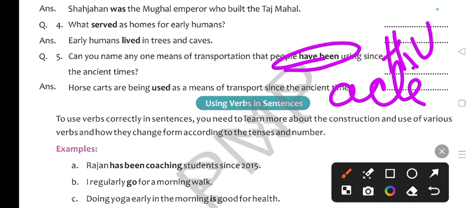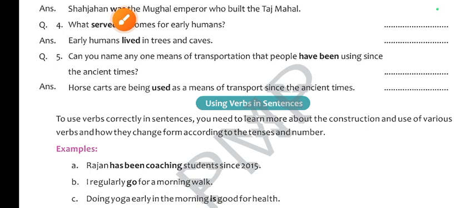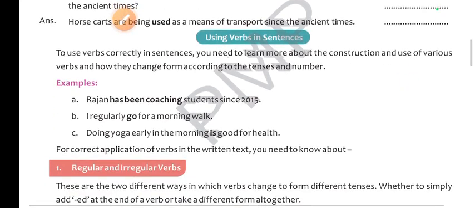Okay, because there is action involved in it, you were using it. Now using verbs in sentences. To use some verbs correctly in sentences, you need to learn more about the construction and the use of various verbs and how they change form according to the tenses and number.